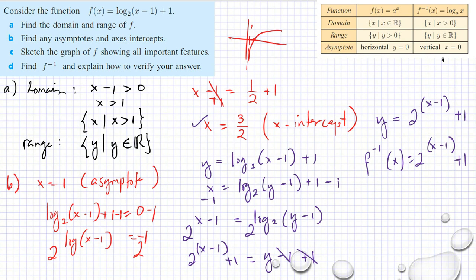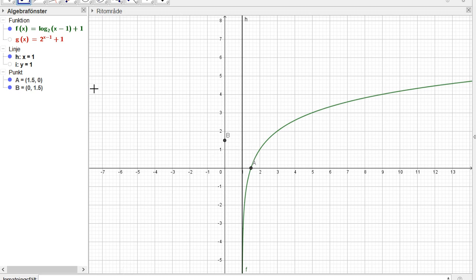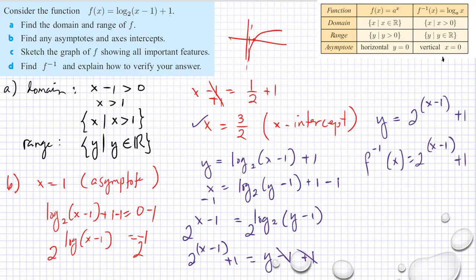And then the other one, the inverse, is this one. And the intercept is when y is equal to 1.5. As you can see here, the asymptote of f of x is when x is equal to 1. It is very near 1, but it will not touch x is equal to 1. So that is our asymptote.